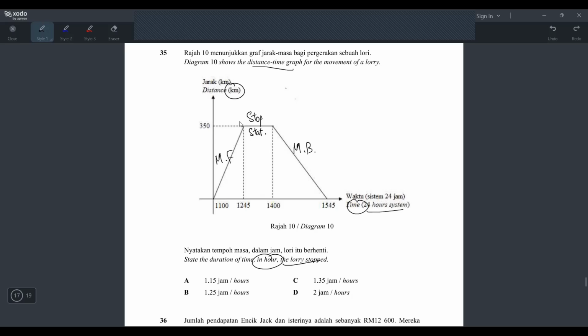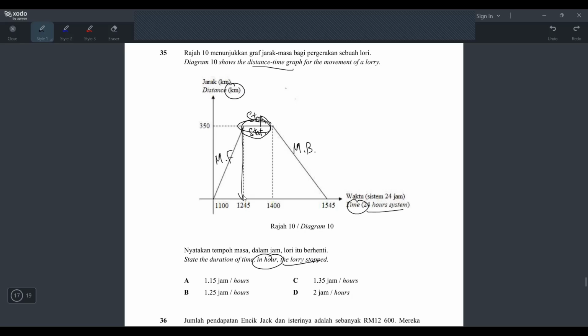Dekat sini lah. But if this one is speed time graph, then the line have different story already. Because if it's speed time graph, and the line like this, then it means accelerate, constant speed, decelerate. Because speed time and distance time, dia punya story lain. So kalau distance, inilah. State the duration of time in hour the lorry stop. So stop dekat sini, right? But you don't tell me your answer is 350. Wrong. I want the time.